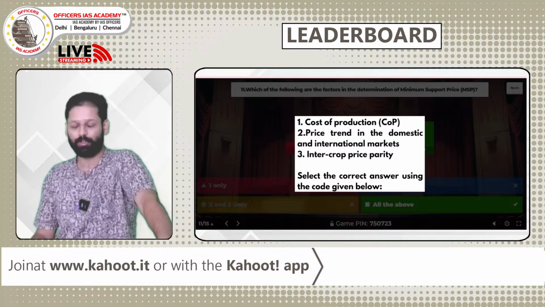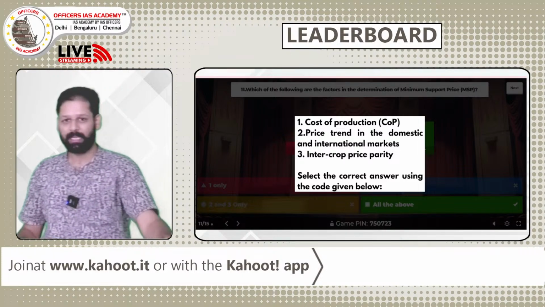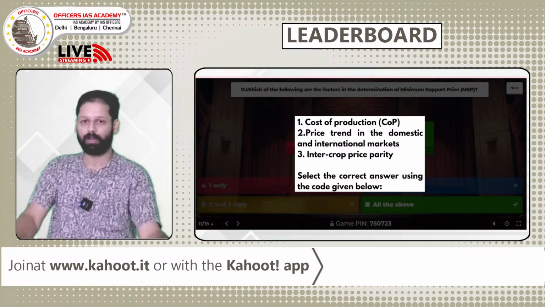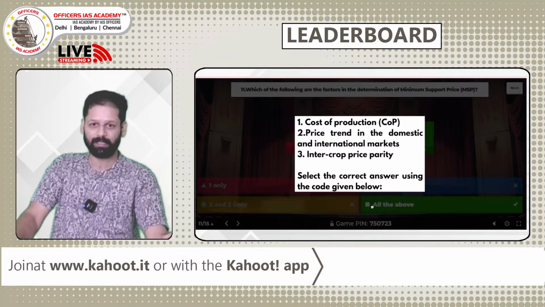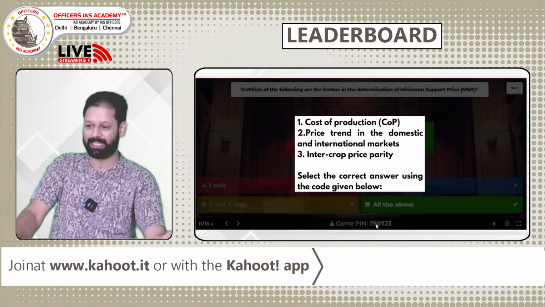Last year we saw a lot of farmers protests. Let's see what is in store for us this year, what is in store for the agricultural sector this year, and what the union government has in its mind.